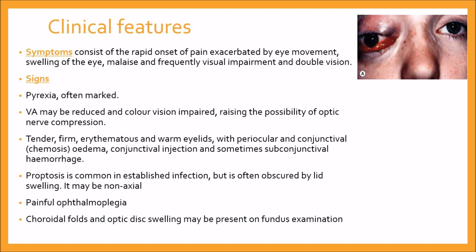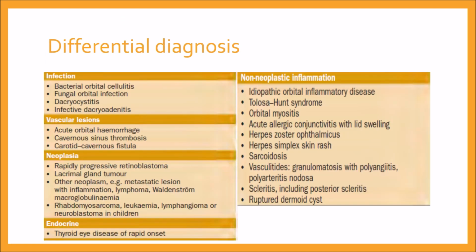Now, this has a huge differential diagnosis, and it can also be seen in the book as well. But just to read it out. In infection cases, it can be fungal orbital infection, dacrocystitis, or obstructive dacryoadenitis; a vascular lesion, acute orbital hemorrhage, cavernous sinus thrombosis, or carotid cavernous fistula.